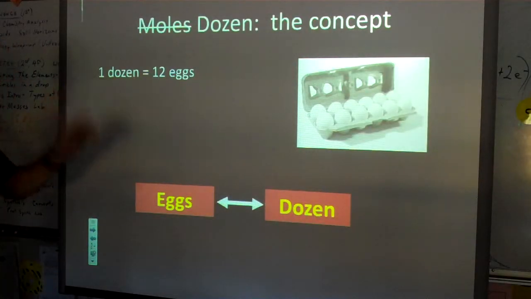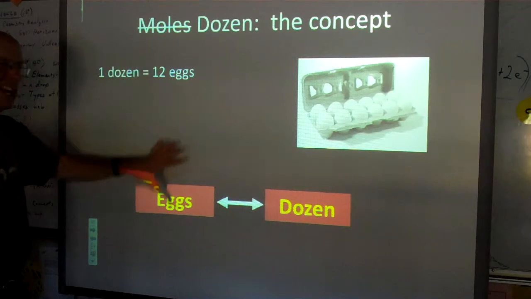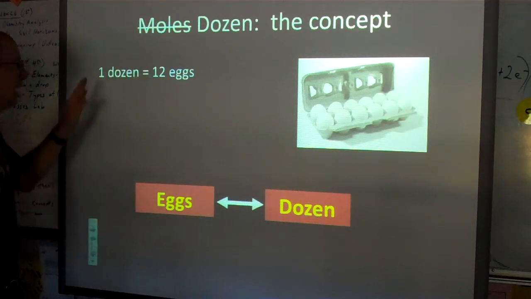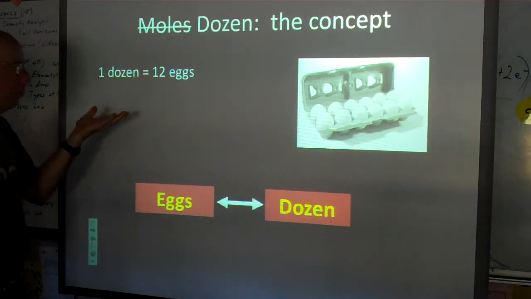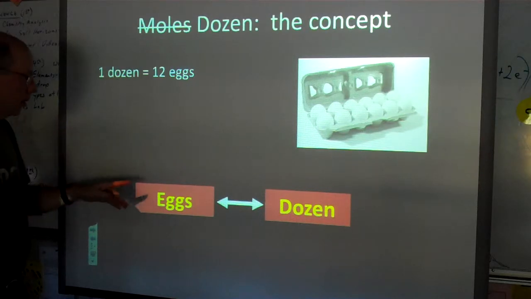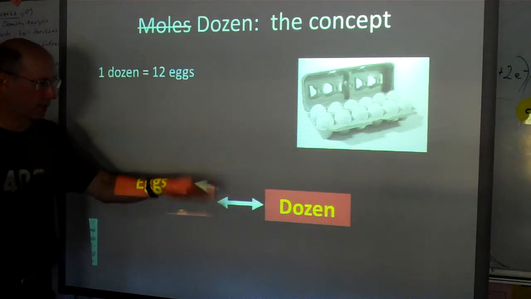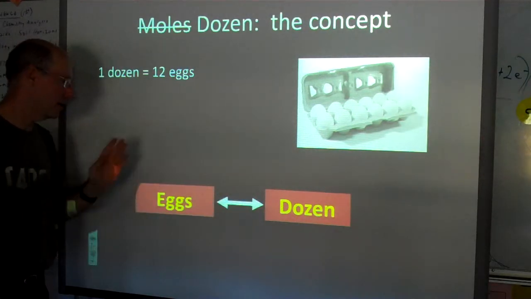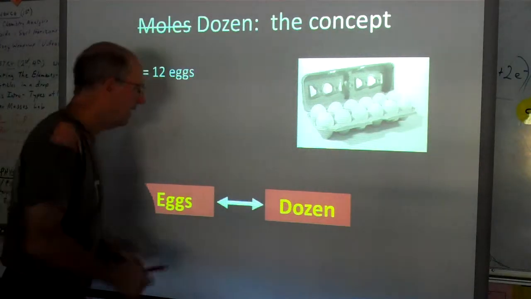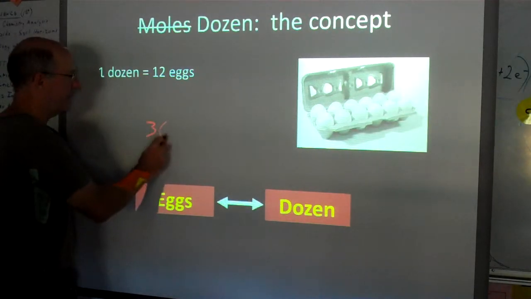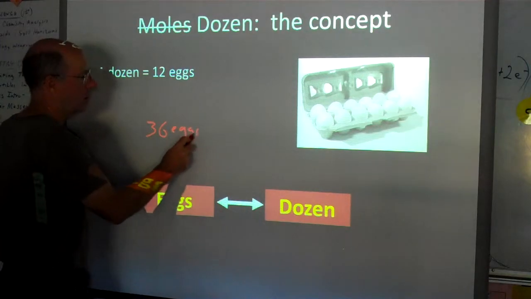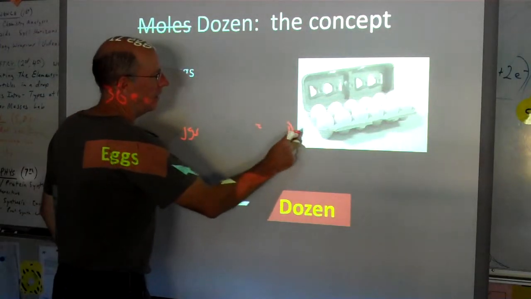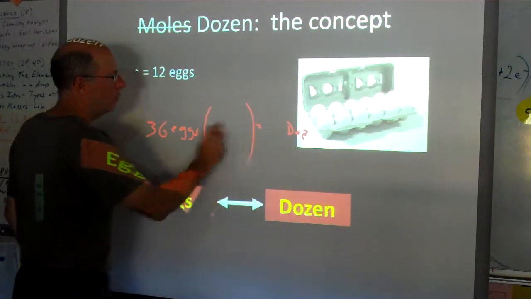Alright, here's the concept. If you can understand this concept, you'll be fine with moles. A dozen of anything is the same as 12. So we could go from number of eggs to dozen, or we could go from dozens to eggs. We could say, I've got 36 eggs. How many dozen is that? Well, we could do some math here.